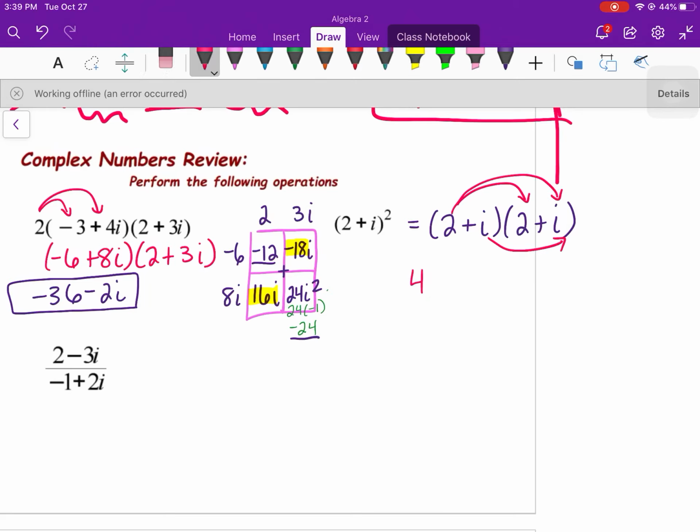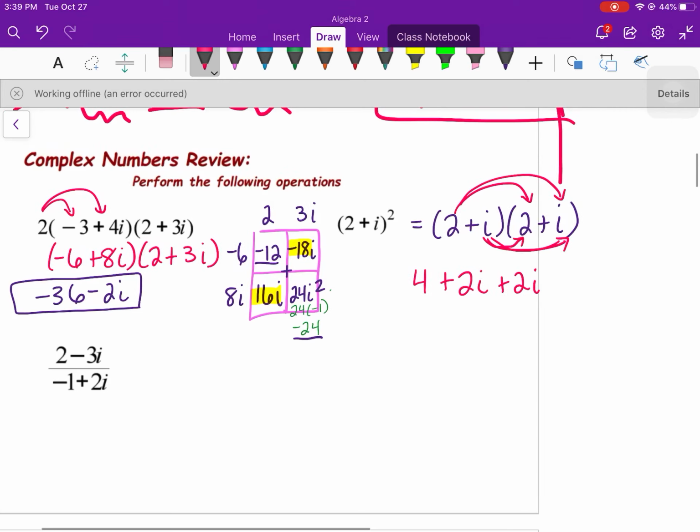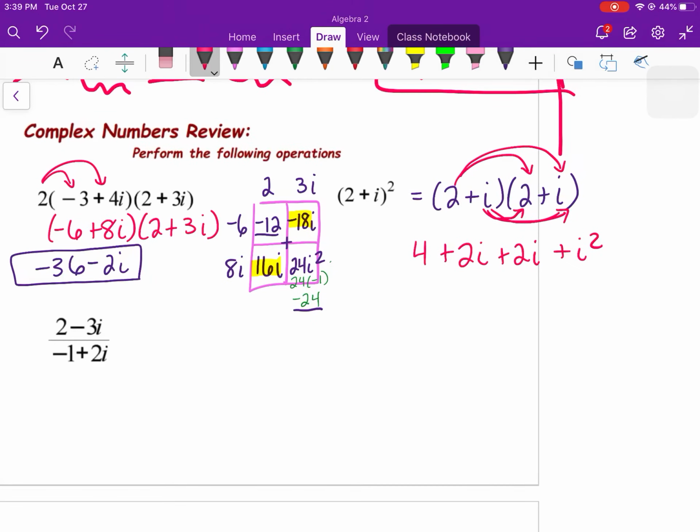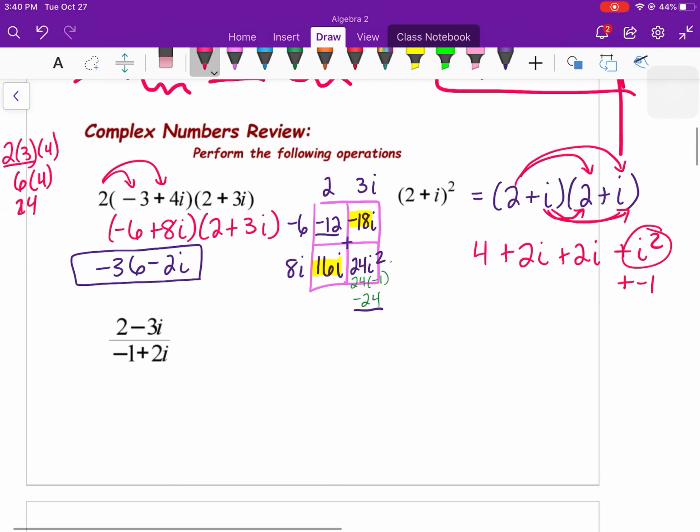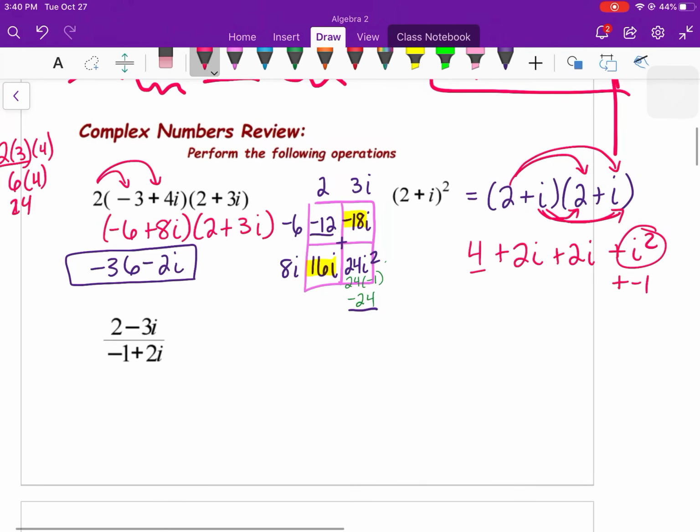So 2 times 2 is 4. 2 times i is 2i. i times 2 is 2i. And i times i is i squared. Then combine like terms. Remember that i squared is actually -1. So when you have a plus i squared at the end here, you actually have plus a -1. So 4 plus -1 is 3. 2i plus 2i is 4i.